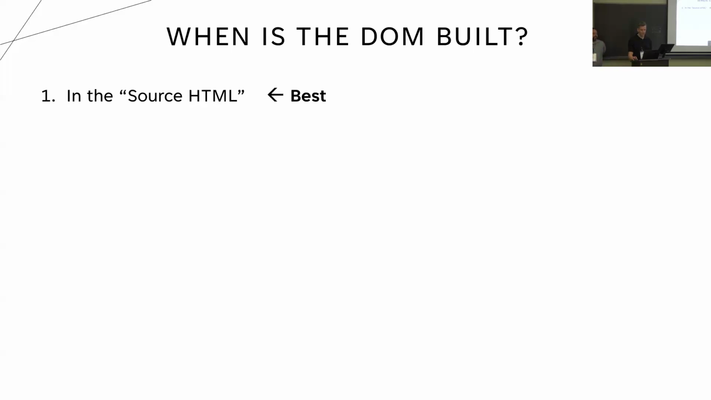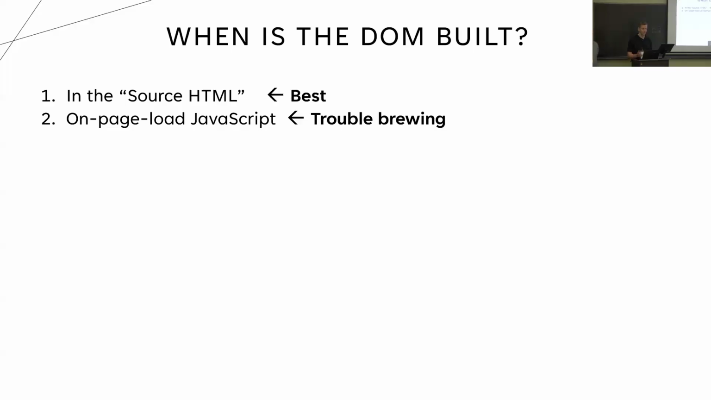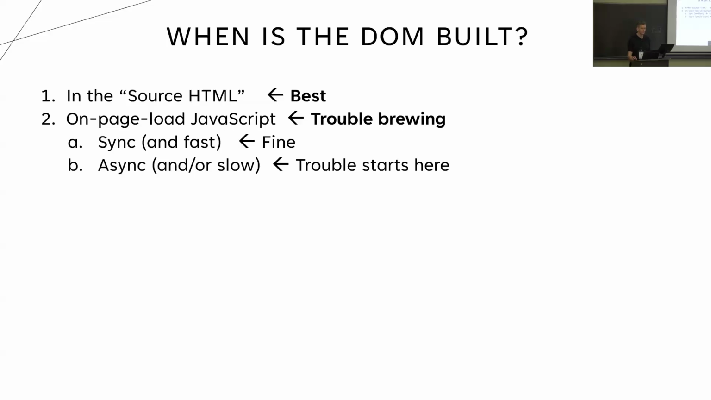Next up, second best is on-page load JavaScript. Sometimes you will have good automated checker friendliness if you build your DOM in this way. Sometimes you won't. So there's two basic ways. If your JavaScript is synchronous and very fast, you will be fine. If your JavaScript is asynchronous and or slow, then you'll start to have trouble. And that's when the crawler will fail to notice when your page has not finished loading yet. It'll run the automated checks too soon, and you will get noise or bad coverage.